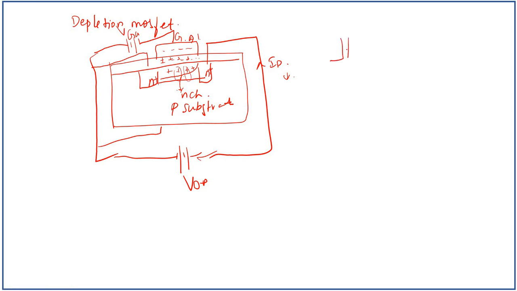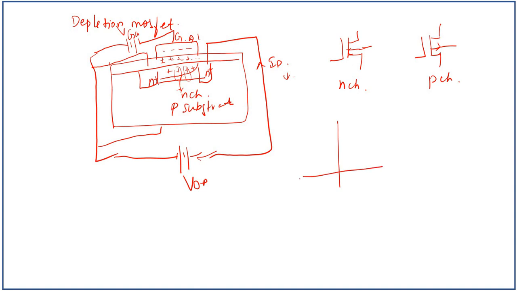Symbol wise, since there is a channel present already, we have a continuous line. For N channel, the arrow mark goes inside, and for P channel, the arrow mark goes outside the MOSFET. Because of the negative voltage here and charge inversion, there is depletion of charge carriers. In the same way, we can draw the transfer and drain characteristics.